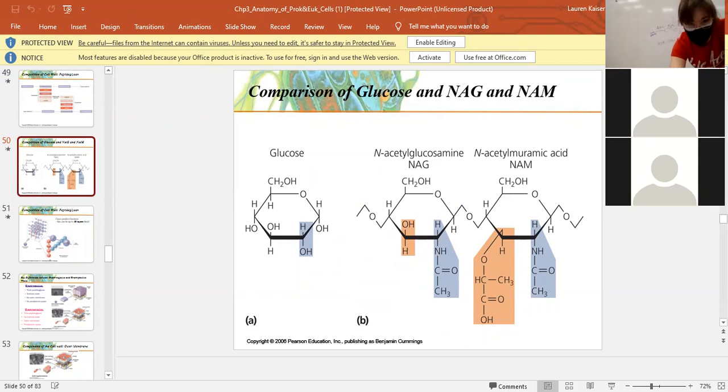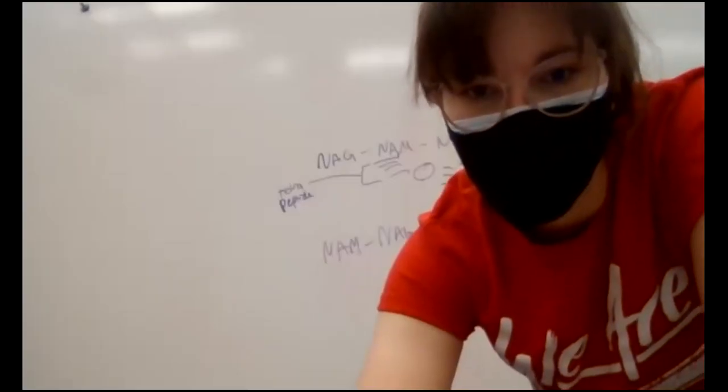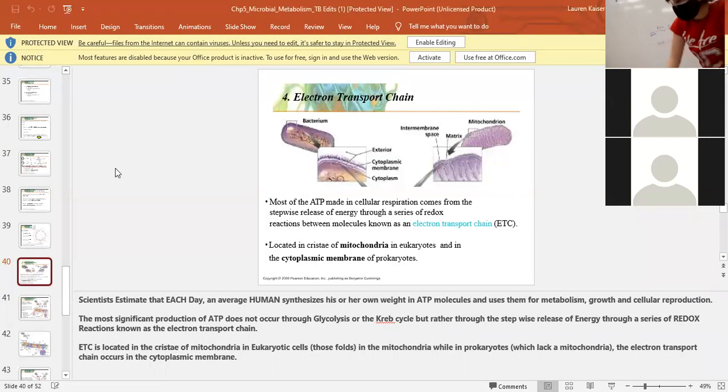Let me pull up the PowerPoint slide for the electron transport chain. That one, I'm going to be honest, kind of threw me for a loop too. Let's see. There we go. Let me change my share. There we go. Okay. Let me erase this real quick. But does this make sense? The alternating NAG-NAM. This seems familiar. Does that seem good?